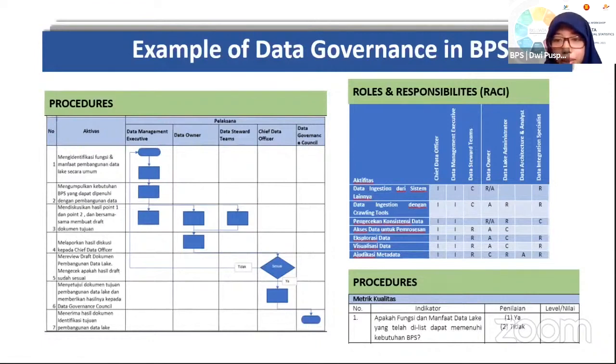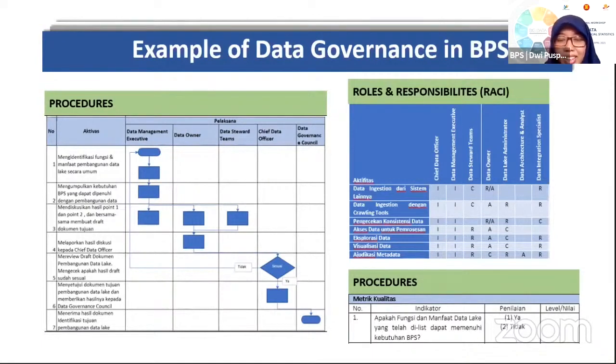So who is the one that's going to be in charge? In this matrix, we can briefly see that the one that is responsible is the data integration specialist. He or she is the one that's going to do all the ETL and technical work. And for that, he needs to consult with the data steward team and then inform the chief data officer and the data management executive. That's one example of roles and responsibilities, or the RACI matrix.